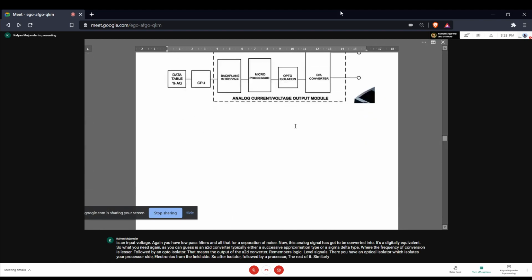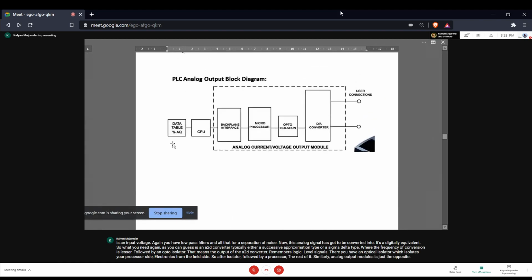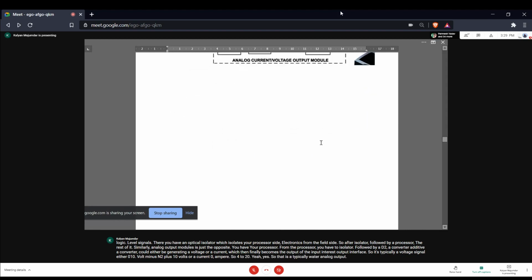Similarly, analog output modules are just the opposite. You have your processor. From the processor, you have opto-isolator, followed by a D2A converter. A D2A converter could either be generating a voltage or a current, which then finally becomes the output of the output interface. So it's typically a voltage signal, either 0 to 10 volt, minus 10 to plus 10 volts, or a current 0 to 20 milliamperes or 4 to 20 milliamperes. So that is typically what an analog output interface generates.